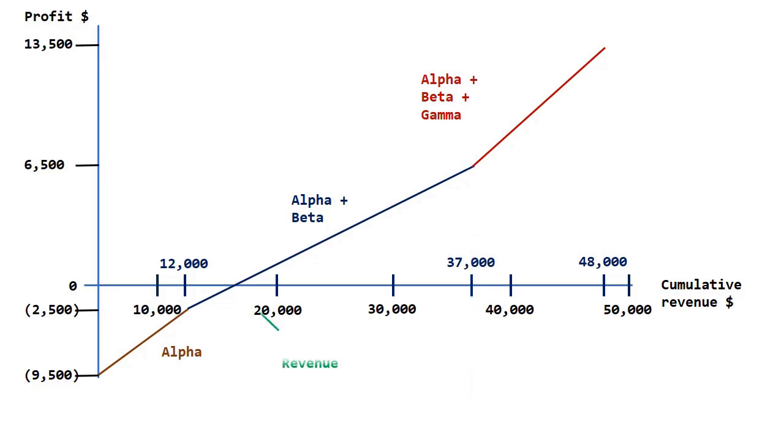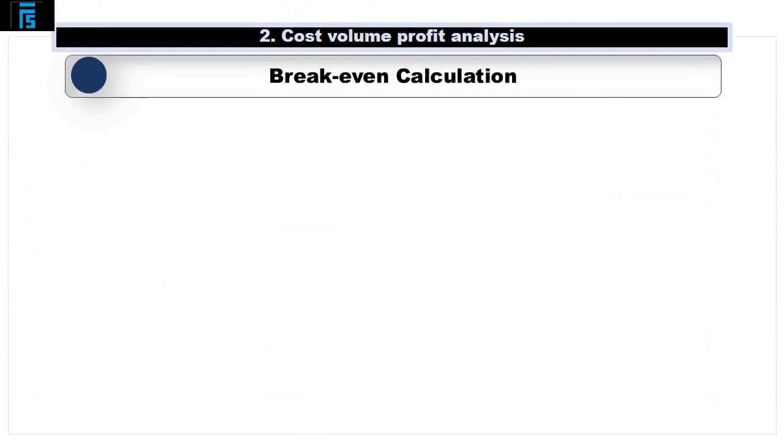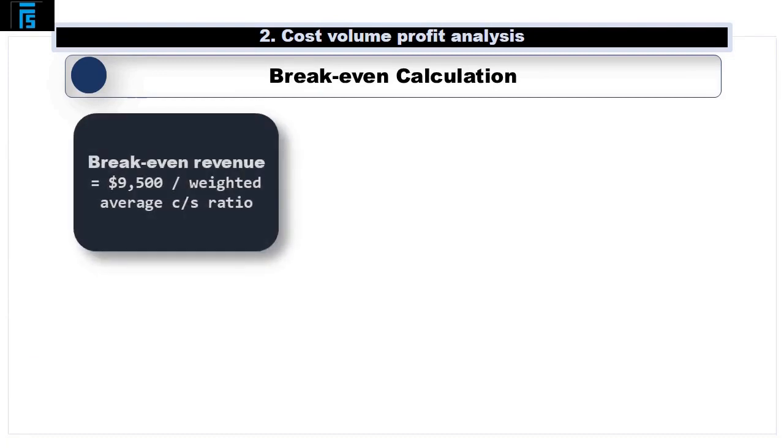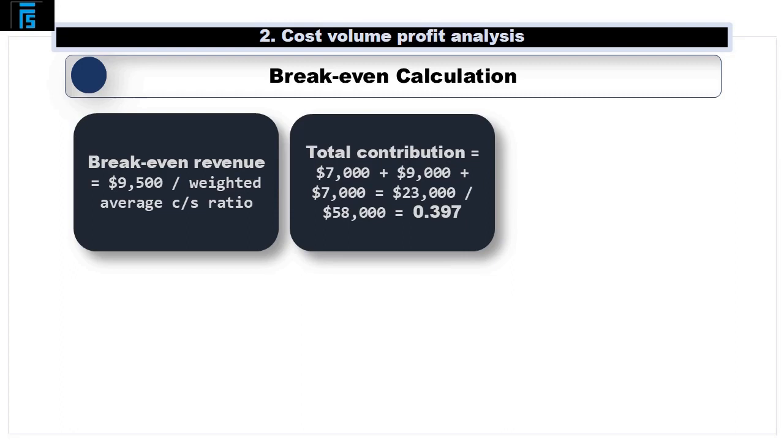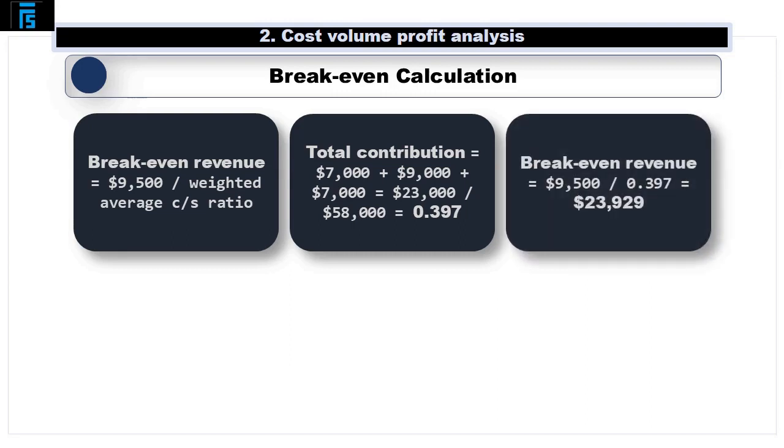If we had calculated the break-even revenue using the weighted average contribution as covered earlier in the video, this would have been the fixed costs of $9,500 divided through by the weighted average CS ratio. The total contribution generated by all 3 products is $7,000 plus $9,000 plus $7,000, giving us $23,000, and therefore the weighted average CS ratio is $23,000 divided by the total revenue of $58,000. The break-even revenue under this method is therefore.